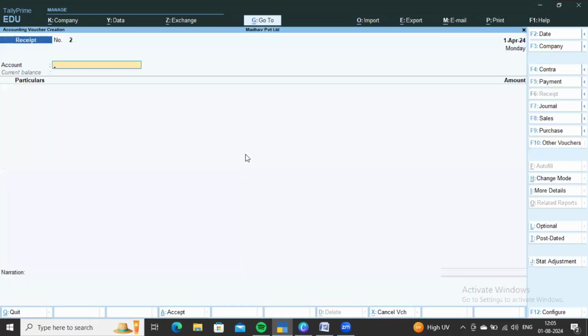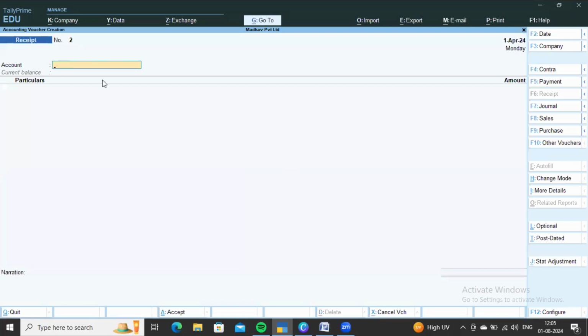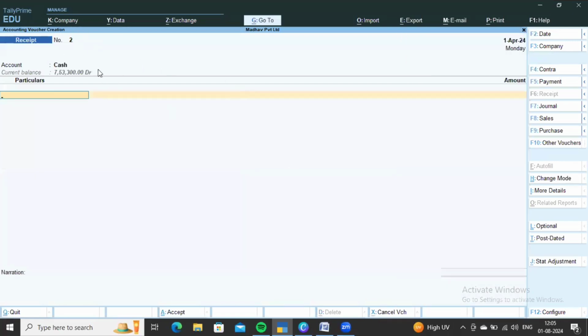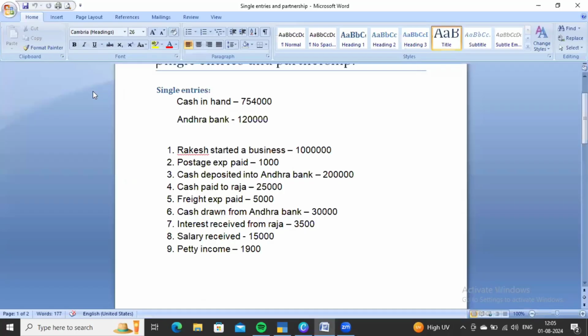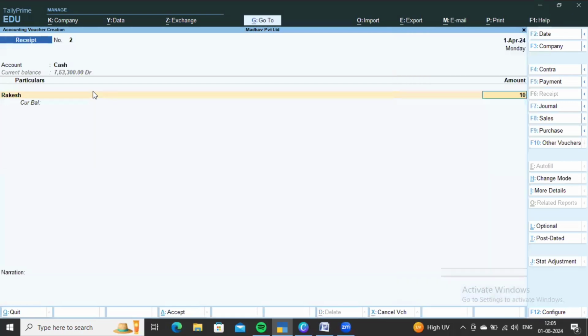Go to vouchers. The first transaction is: Rakesh started a business. Here cash is coming in, so we need to debit the cash account. This is nothing but the debit column. Give cash here, and this is the current balance of the cash account. And credit the Rakesh account, as Rakesh is investing. How much? 10 lakhs.